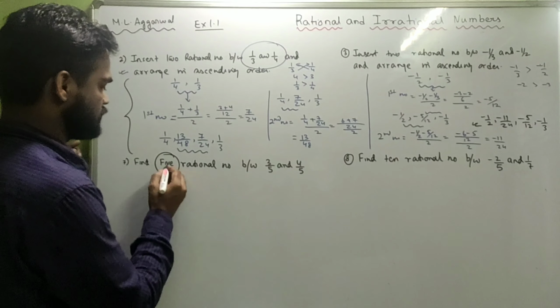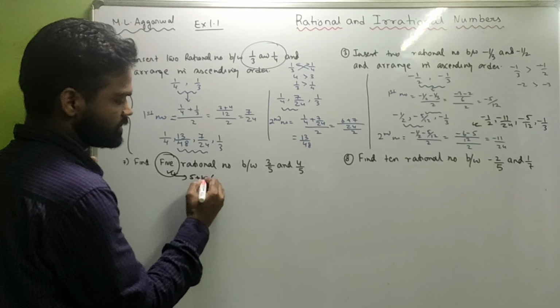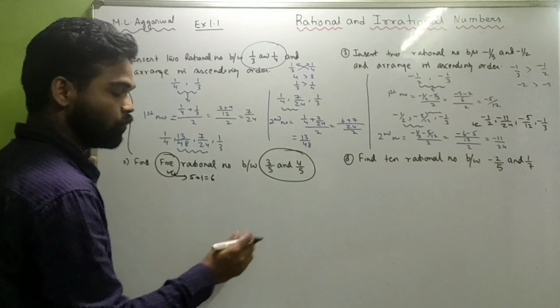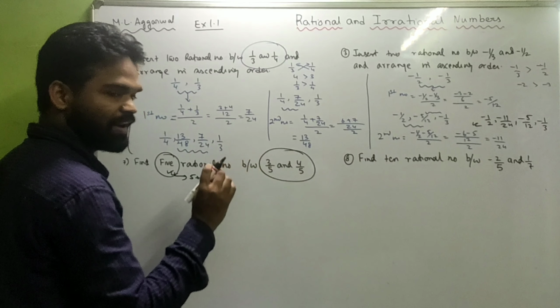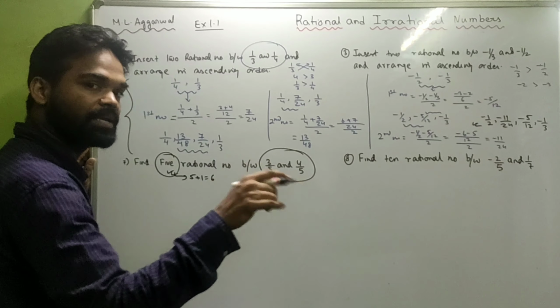What is that? See, they have told 5 numbers, no? So 5 plus 1 is 6. First of all, see that the numbers which are given should be in like fractions, which means the denominator will be same. If not same, make it same.